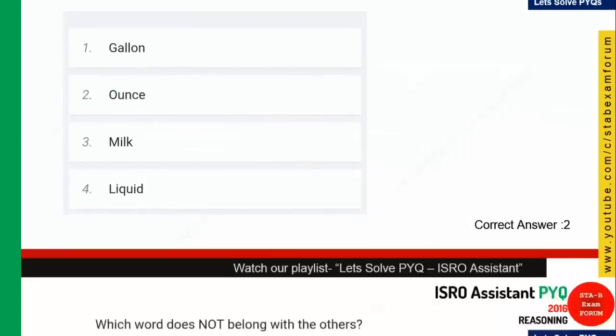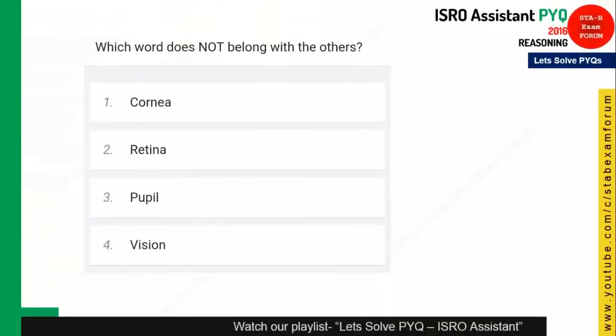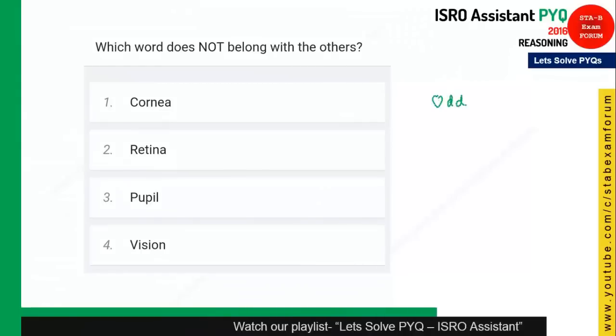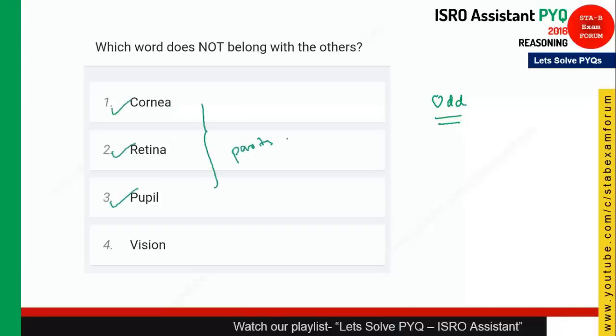Okay, let's see the next question. It is again odd man out, which is classification. As you know, cornea, retina, and pupil are all parts of an eye, whereas vision is not a part, so vision is the odd man out. So option 4 is the right answer.